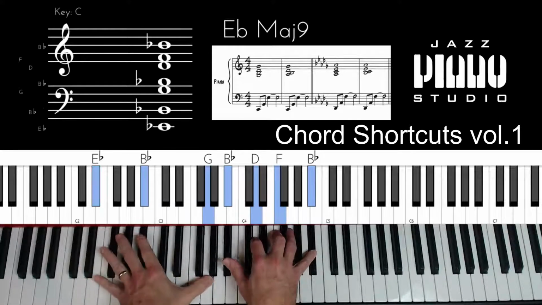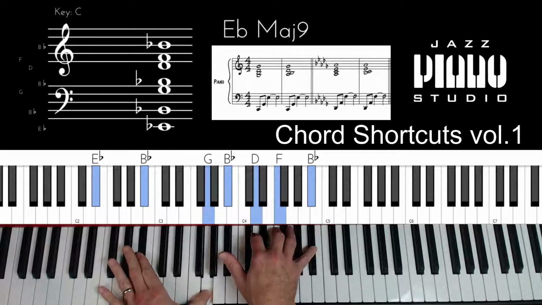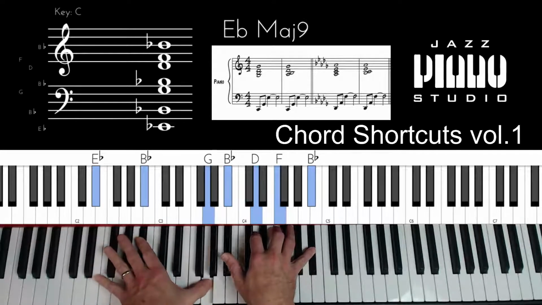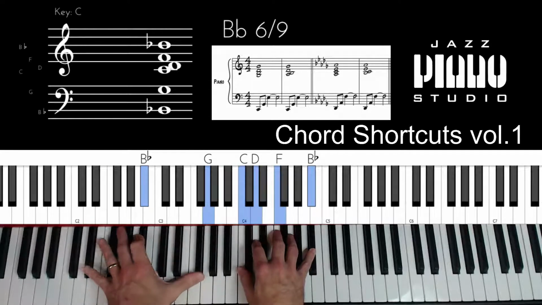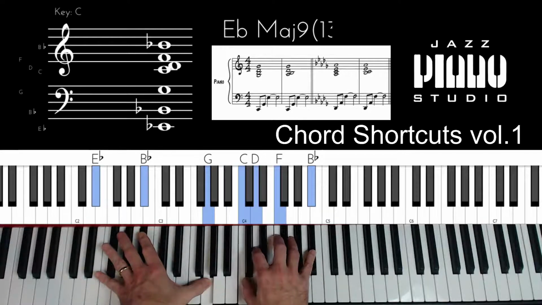So E flat, I'm gonna have a B flat triad on top, B flat, D, F, and my B flat again at the very top. Go up a whole step, and now your C, F, B flat.